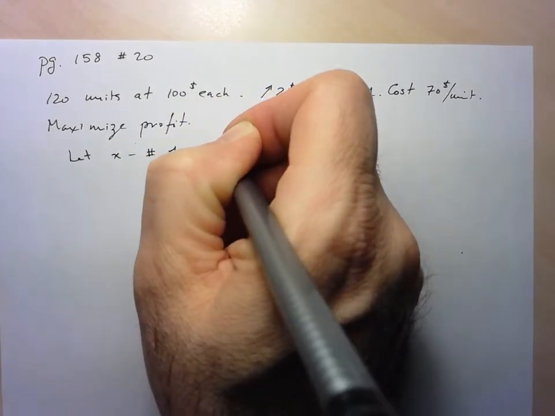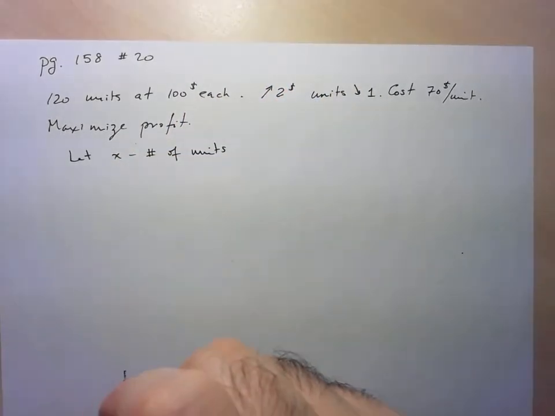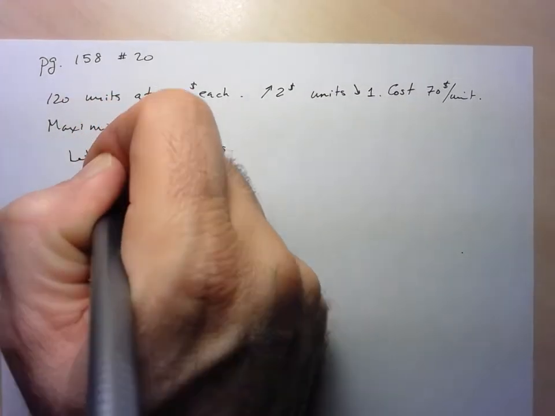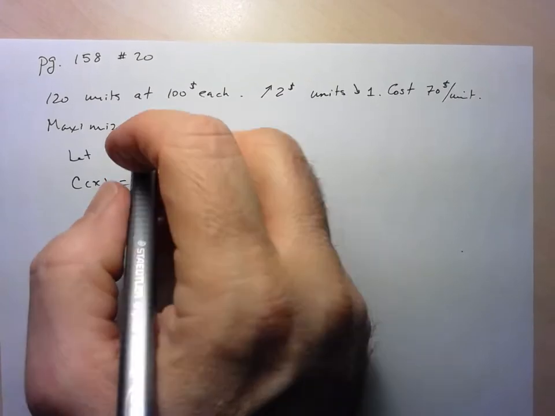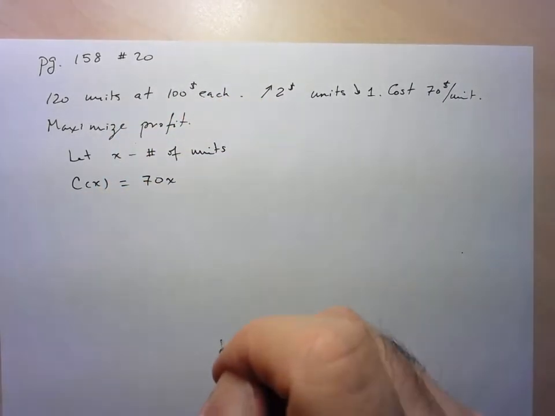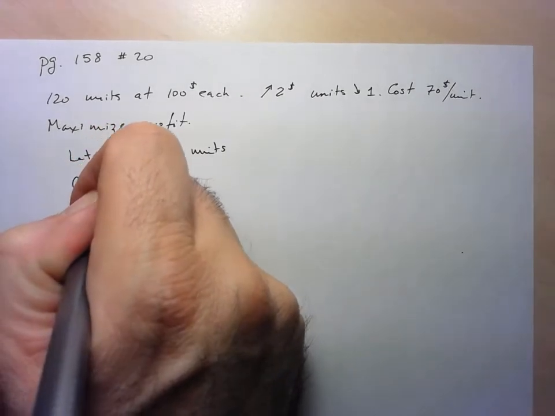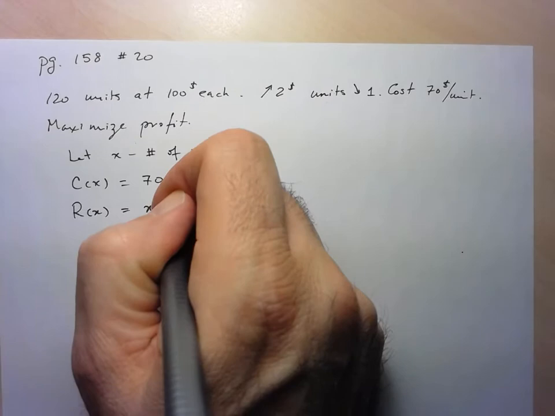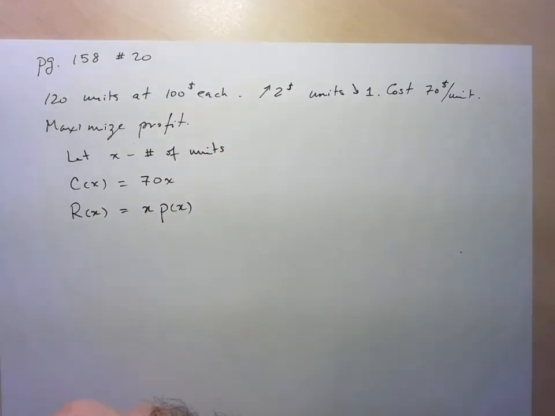Okay, so let's start off here, and I'm going to let x be the number of MP3 players, so I'll just say number of units. I'll start with the easier one, I think the cost is the easier one. So the cost with respect to the number of units is just $70 each, so it's just going to be 70x. Okay, we want to find the revenue, and the revenue is given by the number of units sold times the price for every unit.